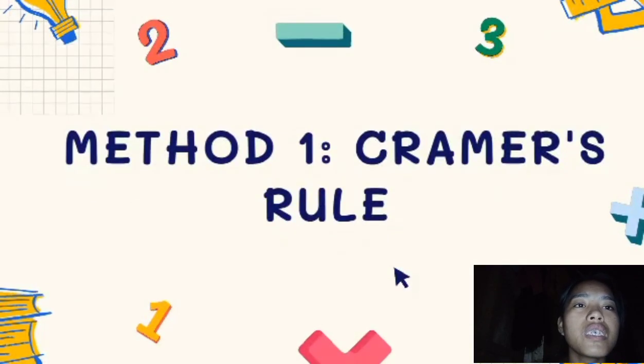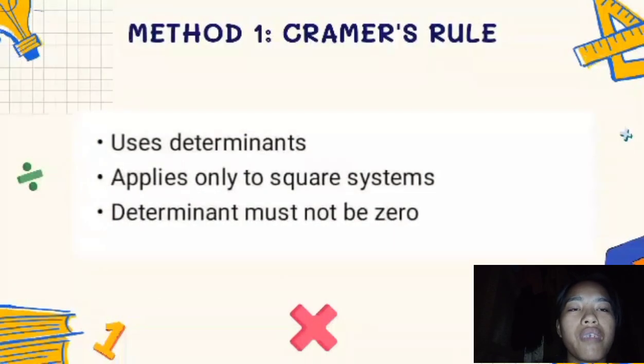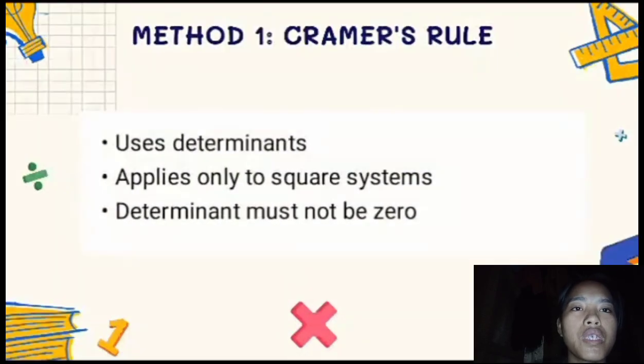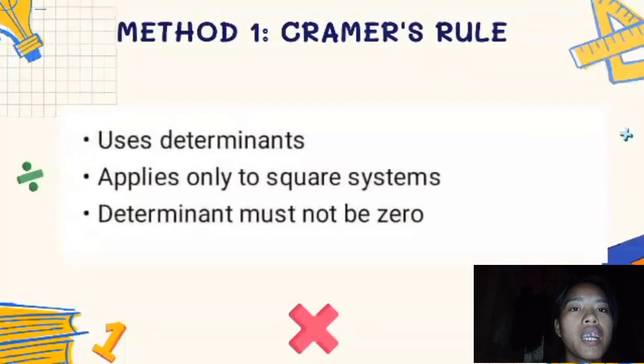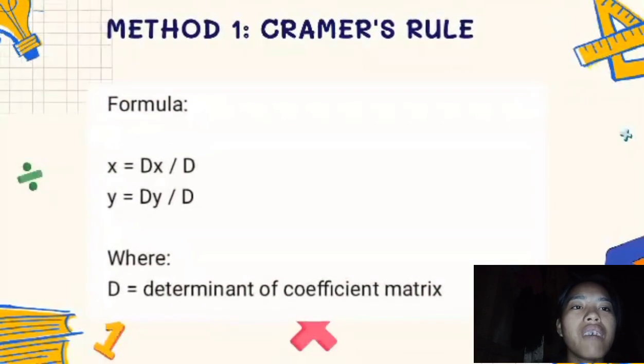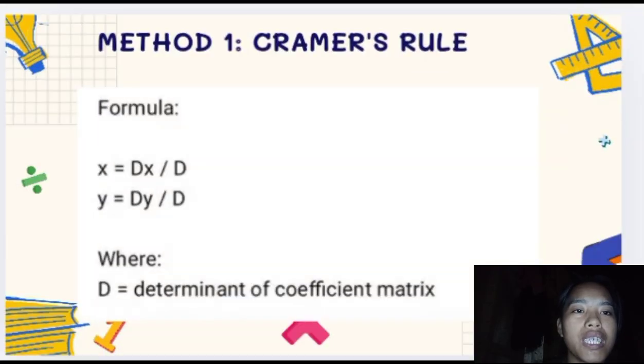So first, we have Cramer's rule. It uses determinants to solve a system of equations. It can only be used when the system is square, meaning the number of equations is equal to the number of variables. Also, the determinant of the coefficient matrix must not be 0. To find each variable, we divide the determinant of a modified matrix by the determinant of the original coefficient matrix.